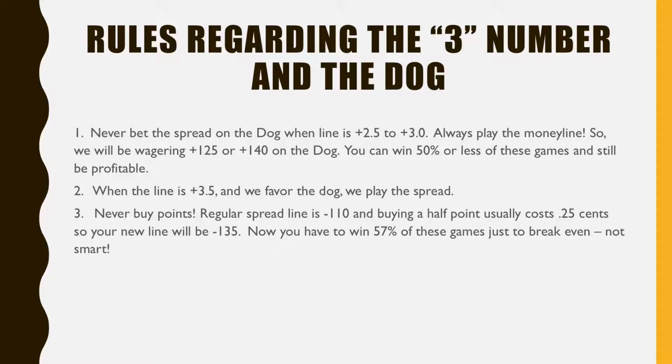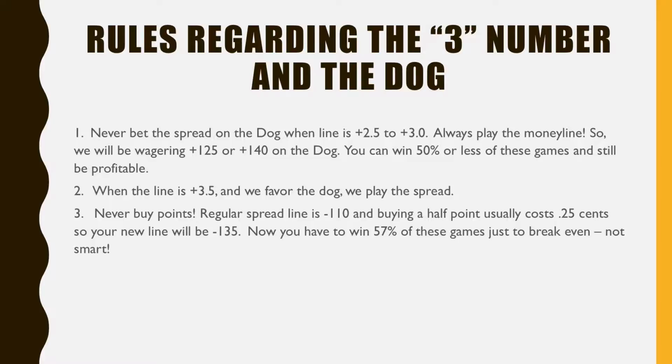Now, when the line is plus 3.5 and we favor the dog, we play the spread. And let me explain why that is. Okay, remember we talked about 3 is the most important margin of victory. So instead of playing the money line, it's very advantageous for us to play the spread line at 3.5 because we would be covering that 3. We could still lose by a field goal. Say we lose the game 20-17, we would still win the game.